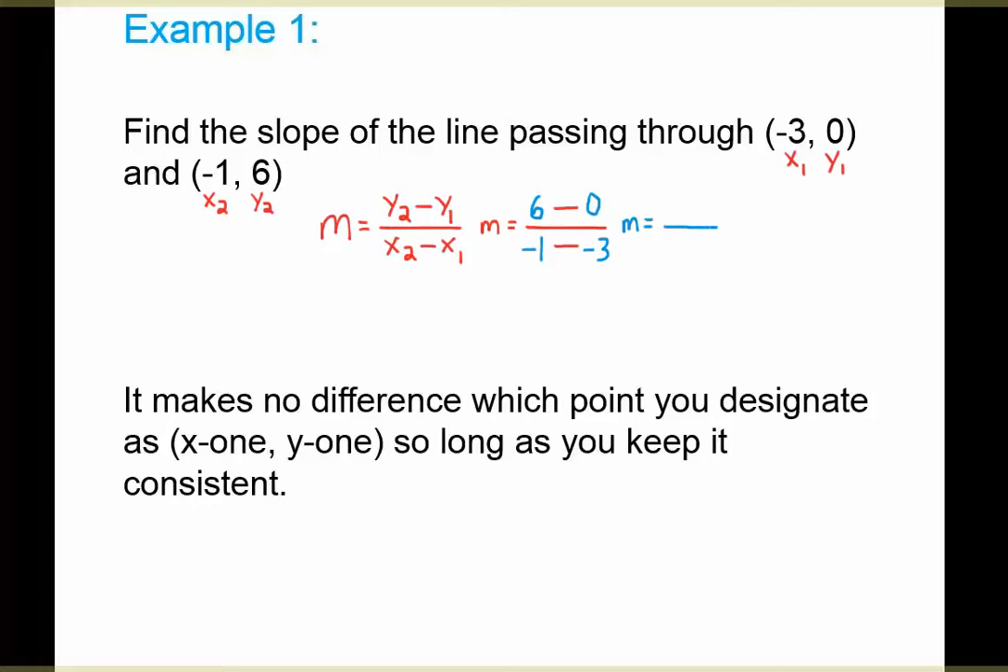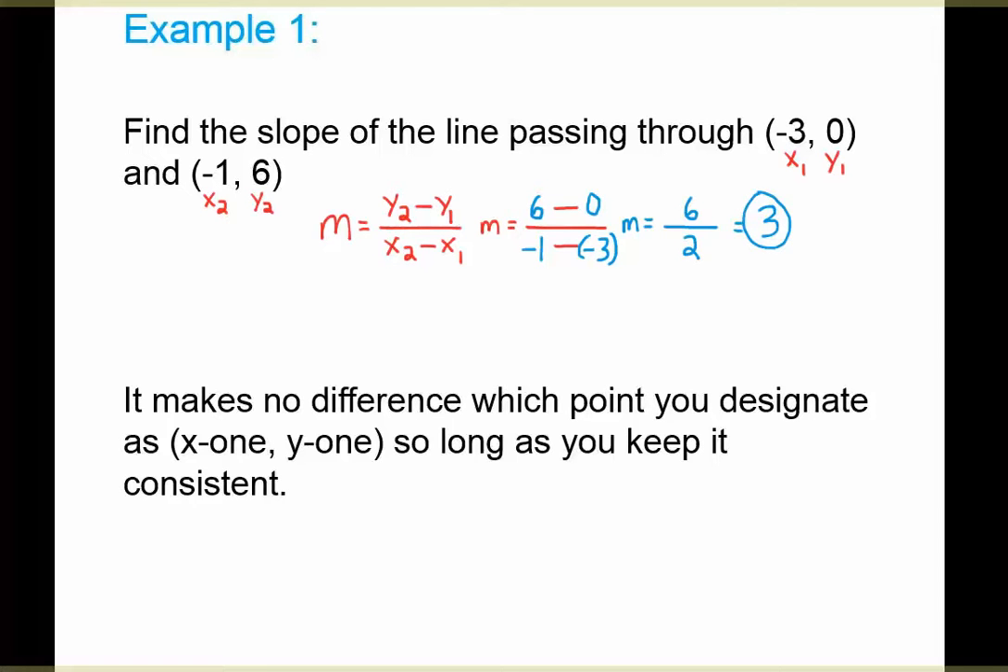On top, for 6 minus 0, you should have 6. Now on bottom, be very careful with your integers. Negative 1 minus negative 3. Minus negative 3 is going to be plus 3, so negative 1 plus 3 is positive 2. Okay, so what we get is a slope of 6 over 2. 6 up, 2 over. That's a rise of 6 and a run of 2. And that simplifies to a slope number of 3. Okay, so here m equals 3.